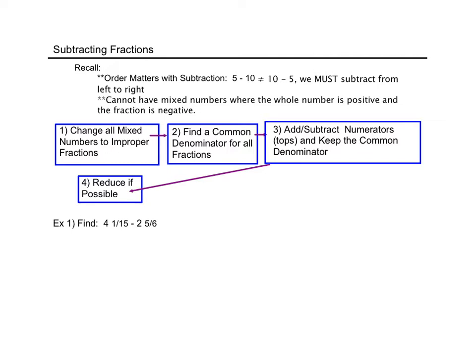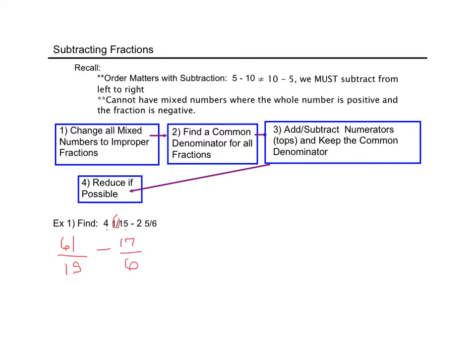So, first thing I'm going to do in example 1 is change both of these mixed numbers into improper fractions. So, I'm going to go ahead and say 15 times 4 is 60 plus the 1 is 61 over 15. If you are struggling with changing mixed numbers to improper fractions, please let me know because I can show you how that works. We can go over it step by step together, and I can also give you some places where you can do some practice with that. Second fraction, 6 times 2 is 12, plus 5 is 17 over 6.